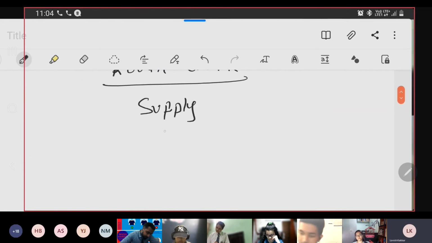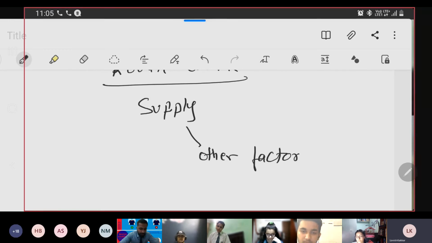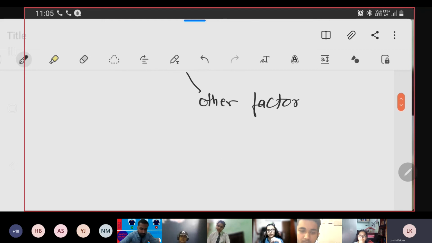Now you need to decide whether this change in supply will be because of change in the price of the commodity or the good, or due to change in other factors. Other factors. Perfect. What happens when there is a change in other factors? Movement or shift? Shift. There is a shift. Perfect.